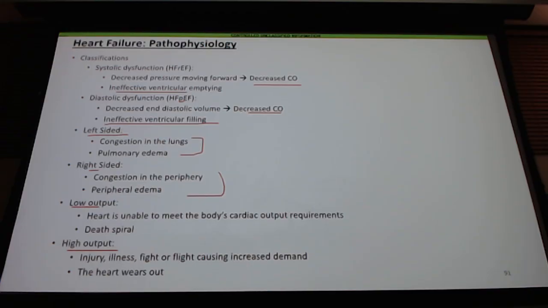And then when we talk about high output, this is basically a condition where the heart's functioning because of an infection or something, increased sympathetic tone, but it cannot keep up with that pace and starts to fail, starts to lose function because it just can't keep up with it.